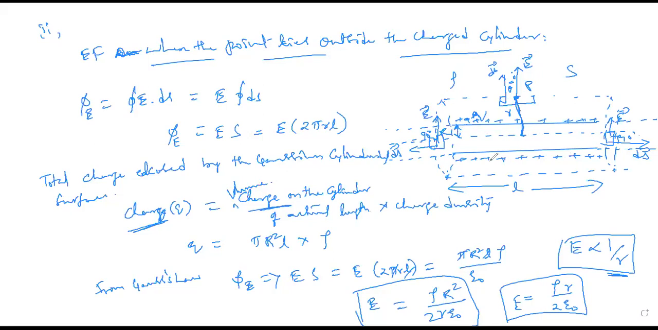See one more. If you use small r square also, you'll get pi r. In the previous case, when the point lies inside, you got the same thing, E is directly proportional to r. But when the point lies outside, it should always be E inversely proportional to small r. This you should get. Here you people are confusing the total charge. If the total charge on the cylindrical surface is not there, then you can't get that.